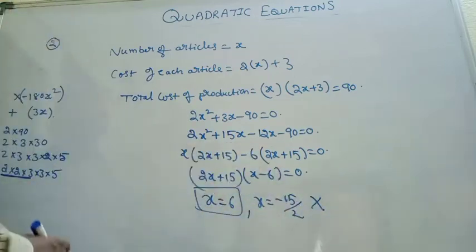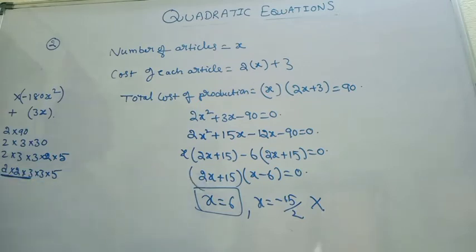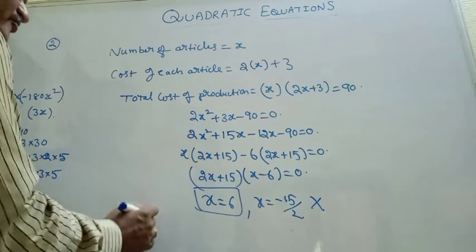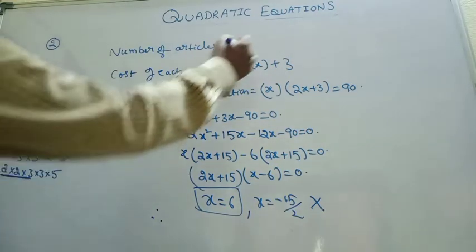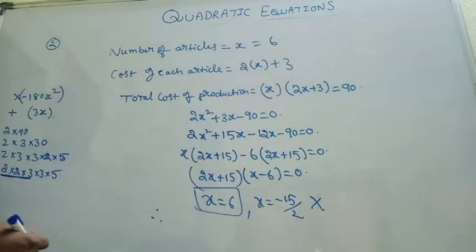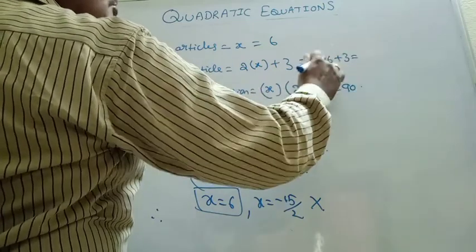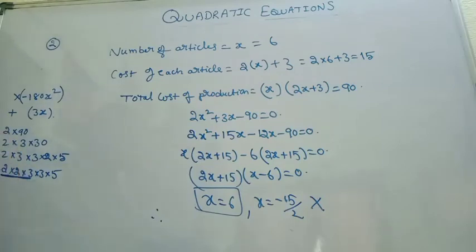It will not be negative, because the number of articles will never be negative. Now the number of articles you have got is 6. We need to find the number of articles produced and the cost of each article. The number of articles is x, which is 6, and the cost of each article is 2 into 6 plus 3, that is 12 plus 3, which is 15. In this way, this beautiful problem can be answered.